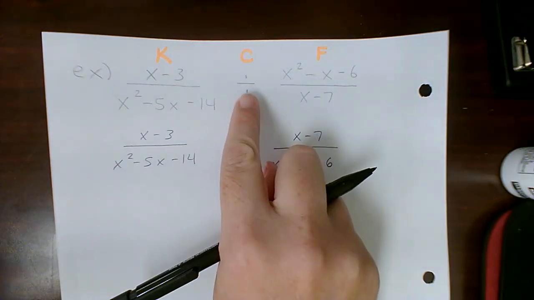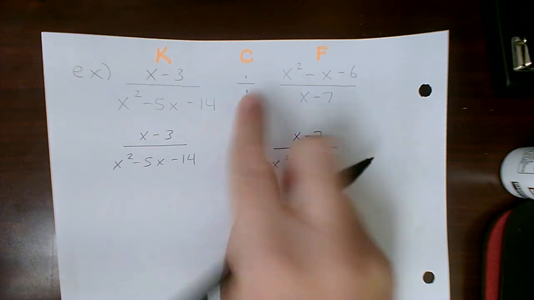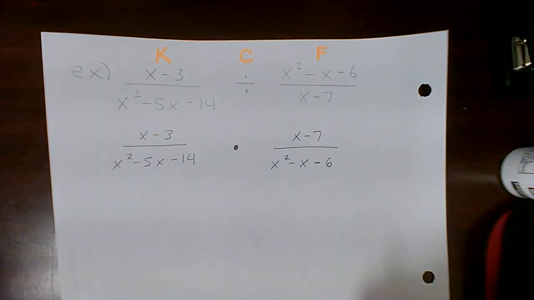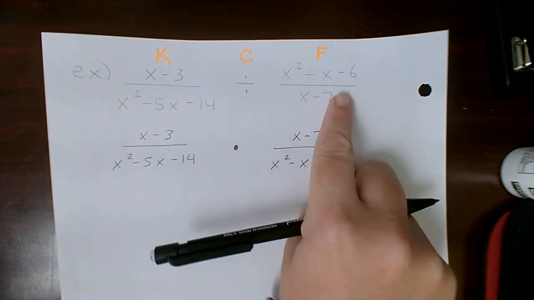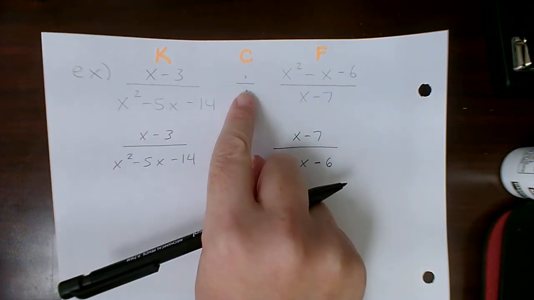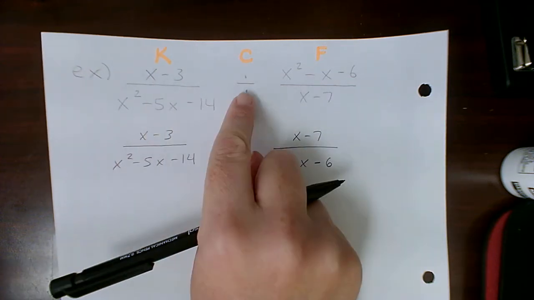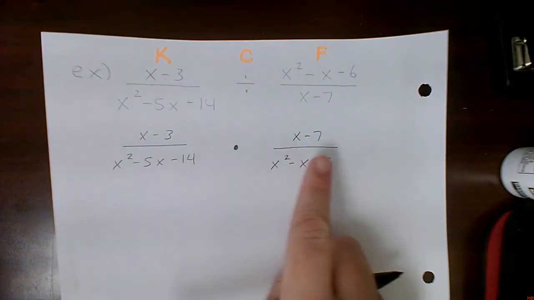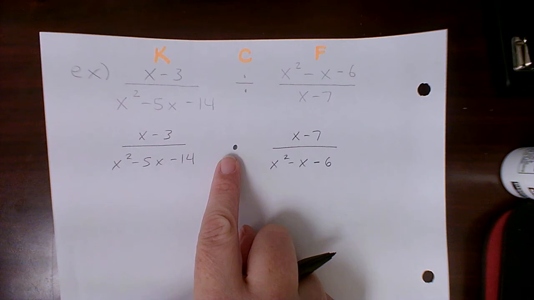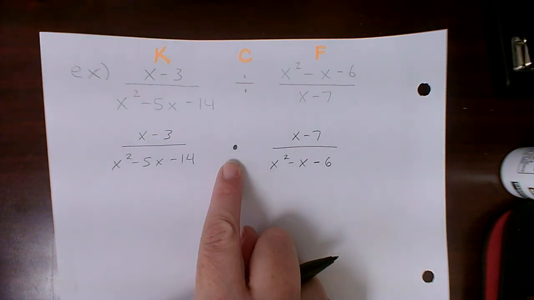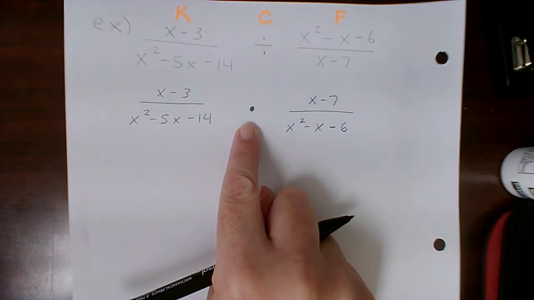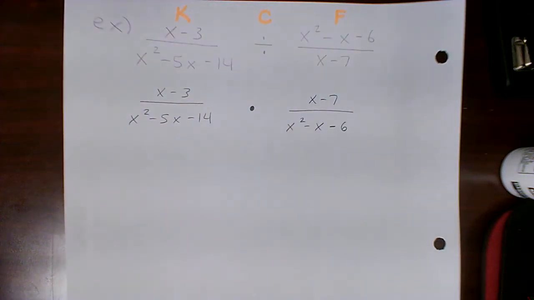The C stands for change. We're going to change this division sign to become a multiplication sign. So, recall you cannot actually divide fractions. So if you see a fraction divided by a fraction, you have to perform KFC. Keep, flip, change. Well, now it's just a multiplication problem, so I have to remember how I did the previous example. In short, I'm going to factor and cancel.